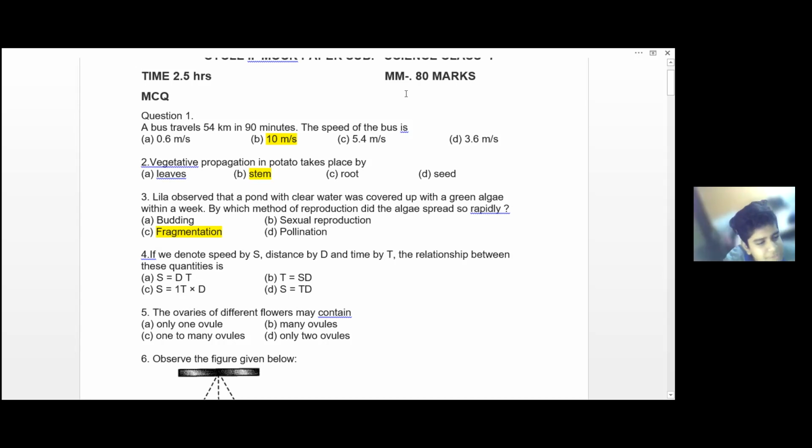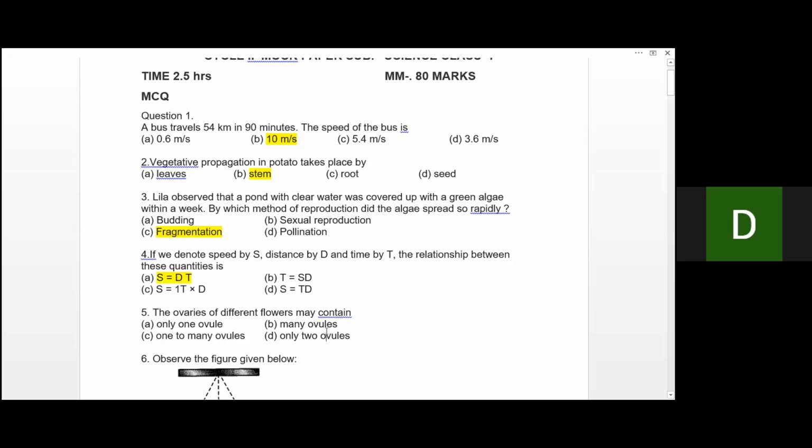Ma'am, so option A? Yes, option A. Okay, Jayavardhan. Option A is true: distance divided by time. Okay. Next is number 5. Ovaries of different flowers may contain only one ovule or many ovules. Yes, Rajal. One to many ovules. Okay, kindly scroll down.